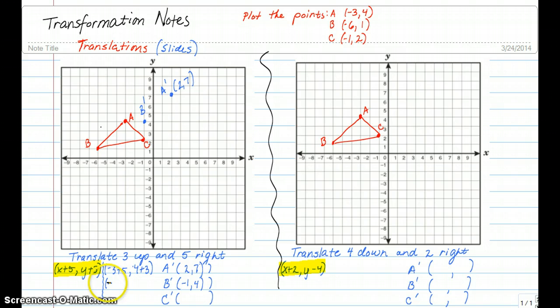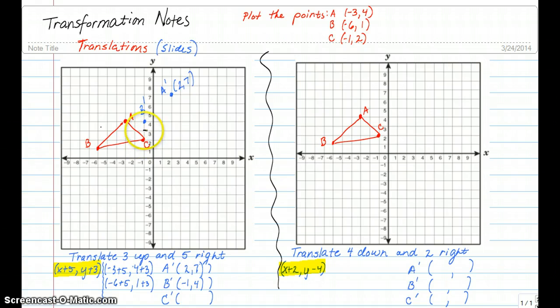Okay, so we're at our B point. I looked at the wrong ordered pair. Okay, so you have -6 right there, plus 5, which is -1. And then you have 1 plus 3, which is 4 right there. Okay, the last one is going to be our C.